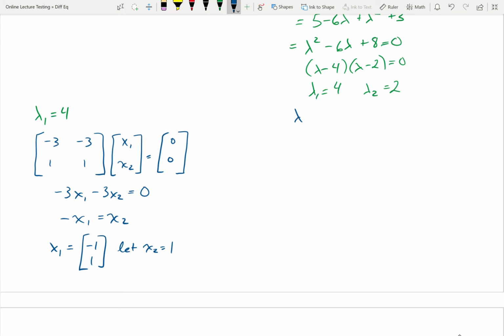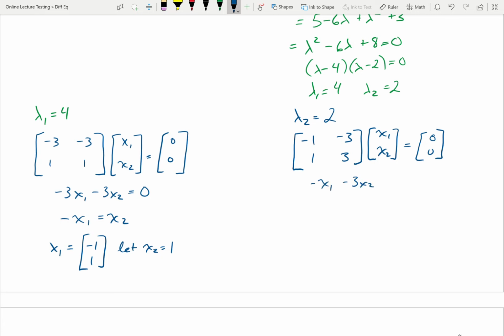All right, so lambda 2, which is equal to 2, and when we throw it into our matrix of A minus lambda I, we're going to get negative 1, negative 3, 1, 3, times x1, x2 is equal to 0, 0. All right, so negative 1 x1 minus 3 x2 is equal to 0. And notice that if we multiplied 1, 3 to x1, x2, we would just get the positive of this.